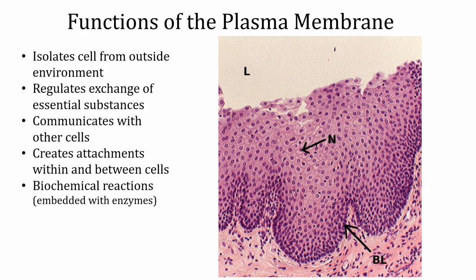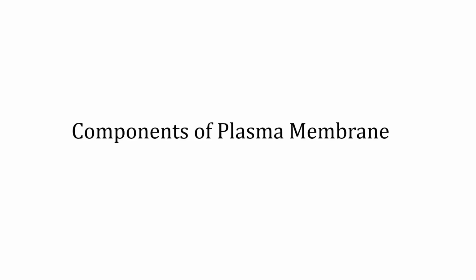And then one of the last things here about the plasma membrane is it's going to be a place where there are a lot of biochemical reactions that happen. And that's because on the surface and embedded in those membranes are enzymes. And enzymes, remember, are proteins that are going to help regulate chemical reactions. They can either speed up chemical reactions, or they can turn certain chemical reactions off and keep them from happening. So those are some of the things that a plasma membrane does.